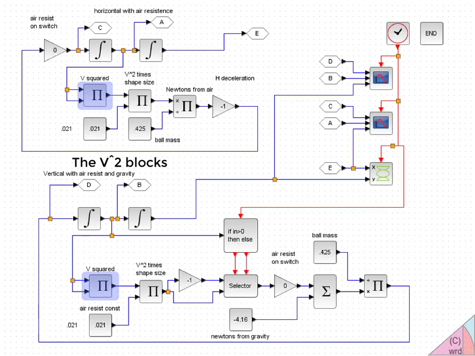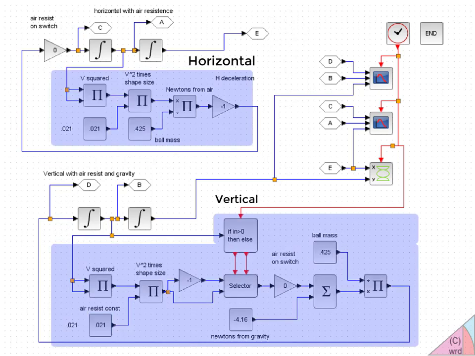Here are the velocity squaring blocks. The top one for horizontal and the bottom one for vertical motion. Here are our ball shape and size factors. To get air resistance deceleration to feed into our velocity, displacement systems, we must take whatever forces we have in newtons, including gravity if applicable, and apply them to the known mass of the ball, 0.425 kilograms. That is handled in these areas.